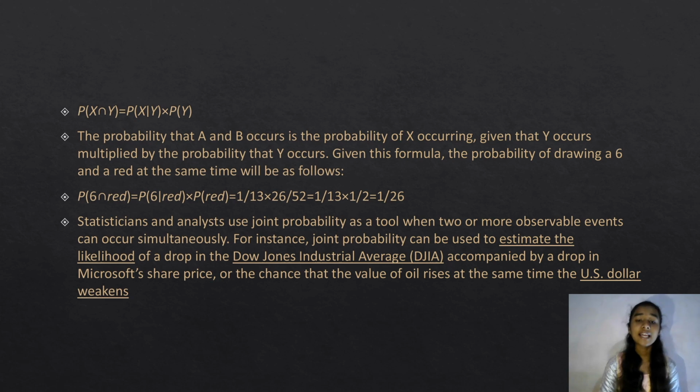Statisticians and analysts use joint probability as a tool when two or more observable events can occur simultaneously. For instance, joint probability can be used to estimate the likelihood of a drop in the Dow Jones Industrial Average accompanied by a drop in Microsoft share price, or the chance that the value of oil rises at the same time the US dollar weakens.